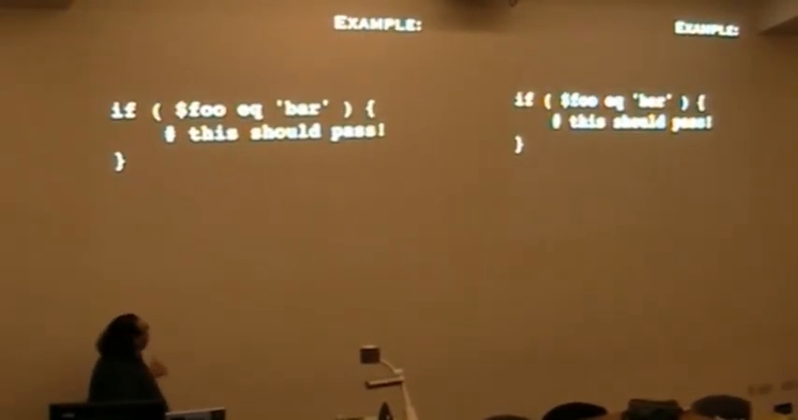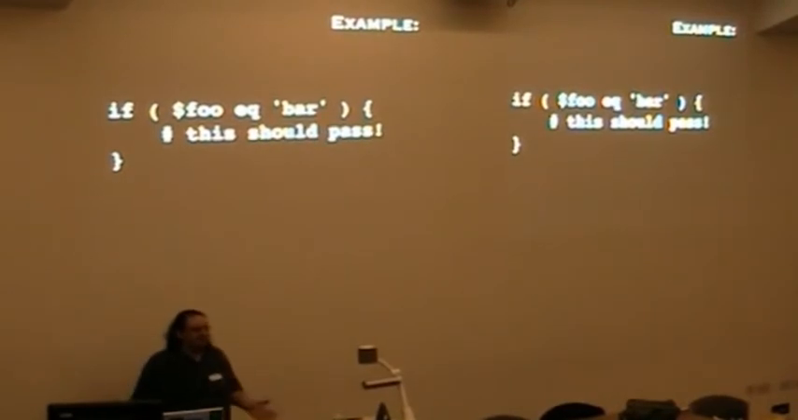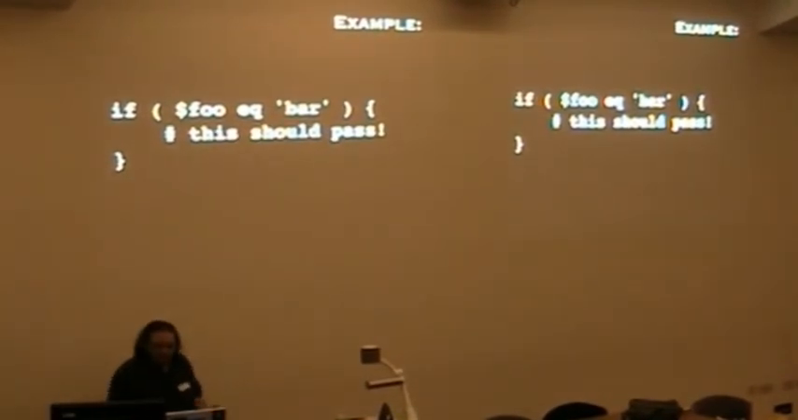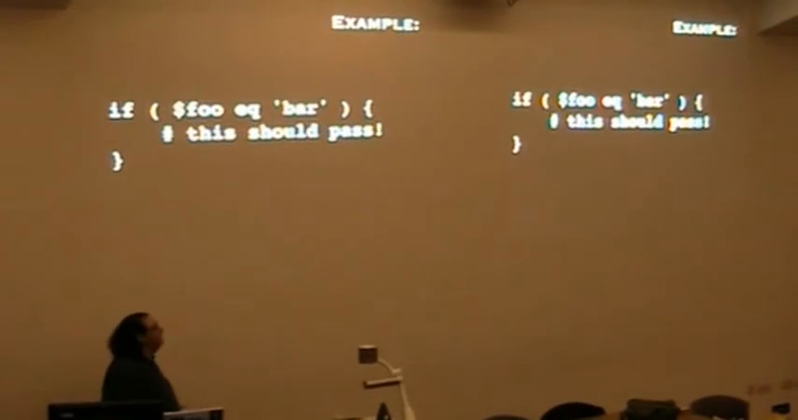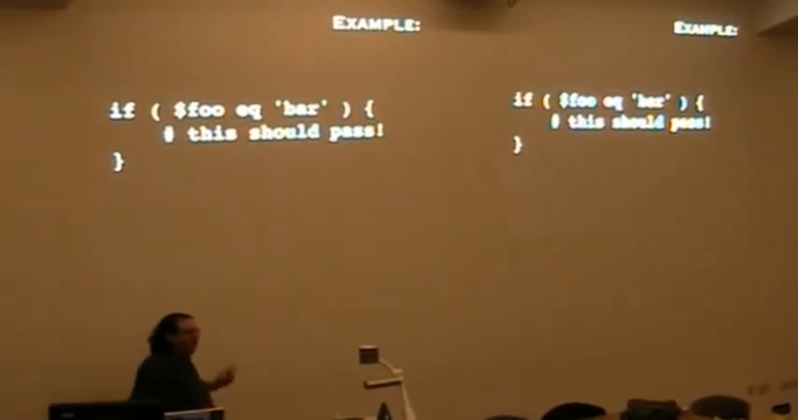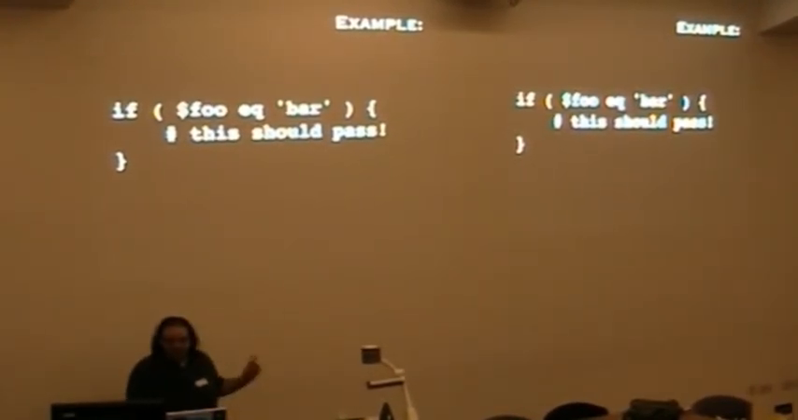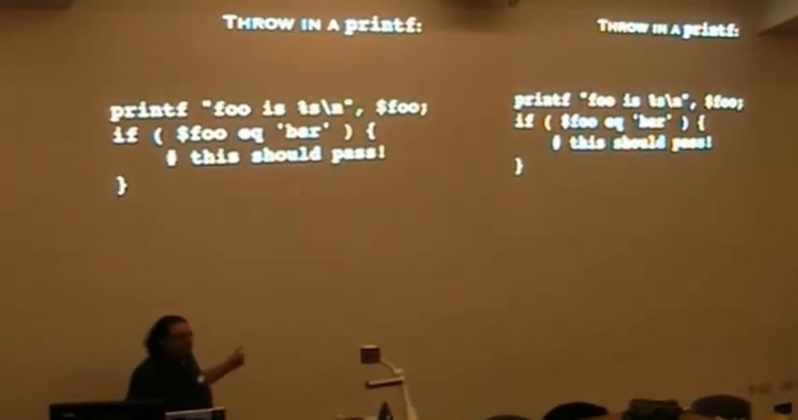I think this variable should have something, but apparently it doesn't. Why isn't this condition passing? Why doesn't my data look like I think it should? So my first instinct is not to fire up the debugger here. It's to throw in a printf. This is the wrong way to do it.